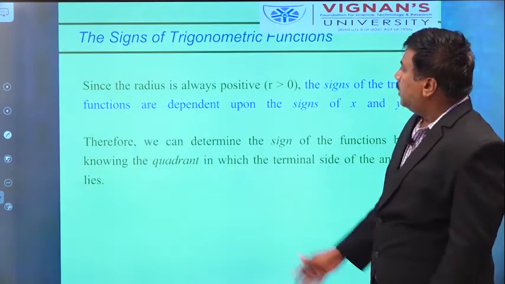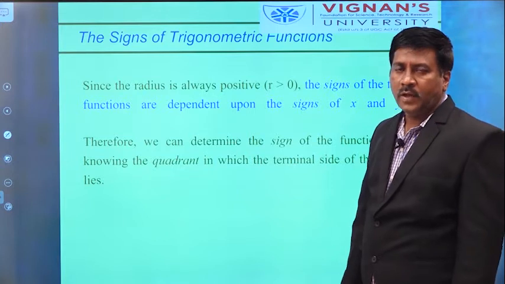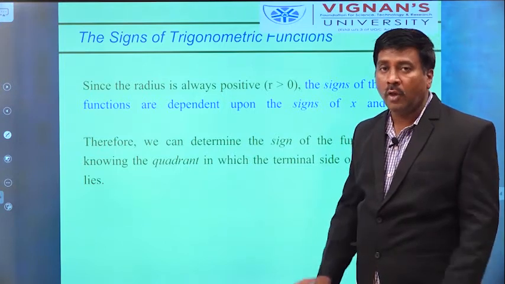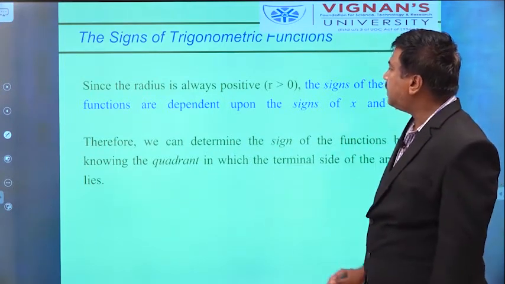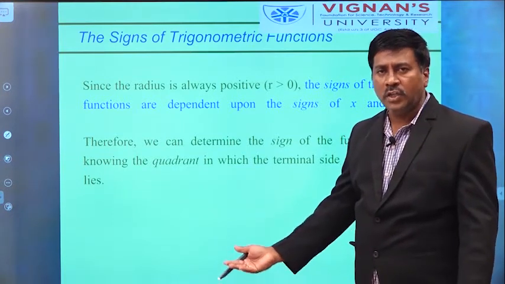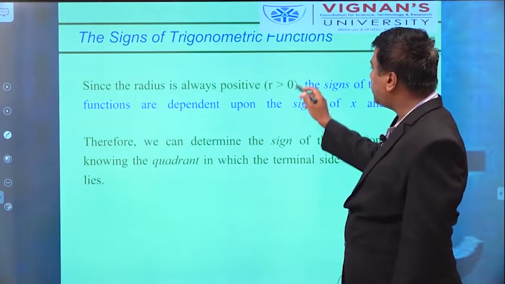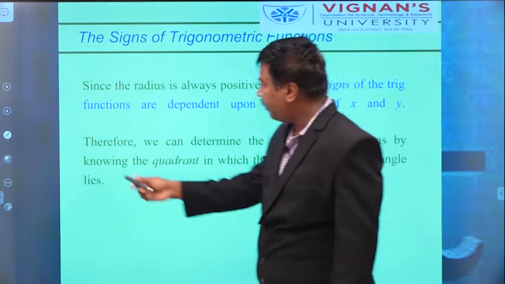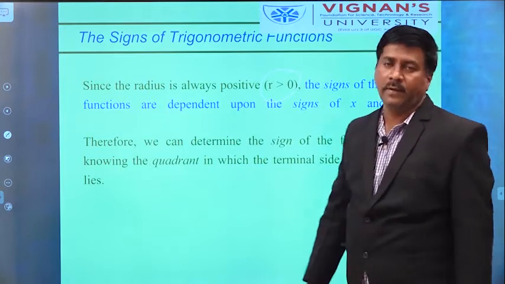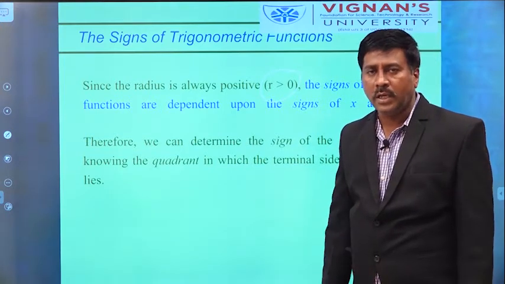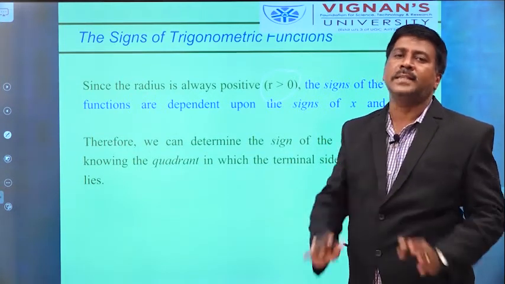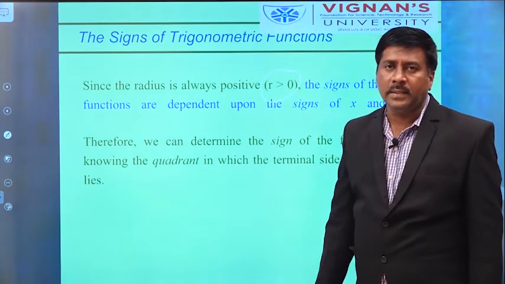Now, the signs of the trigonometric functions, because the trigonometric ratios mostly depend upon the values of x and y. Please all of you keep this in mind. Here, the radius is always positive, because we consider the unit circle, or a circle whose radius r value is greater than 0. Now, the signs of the functions depend upon the signs of x and y. Before we see some slides, what is x and y?